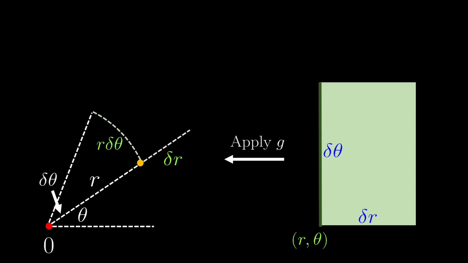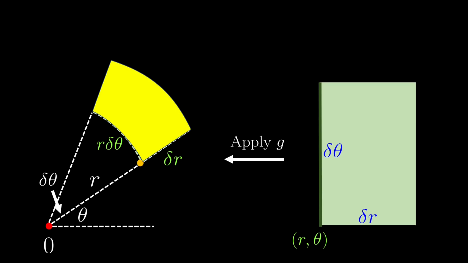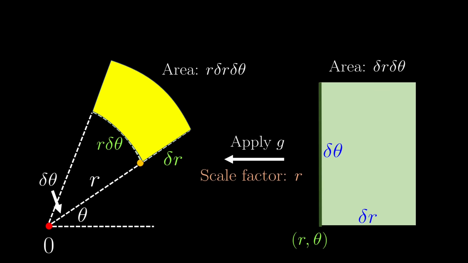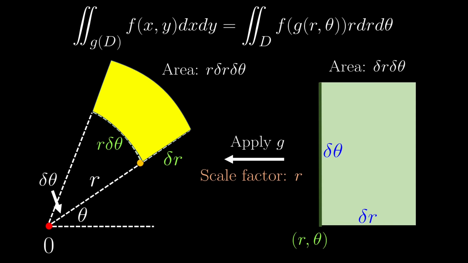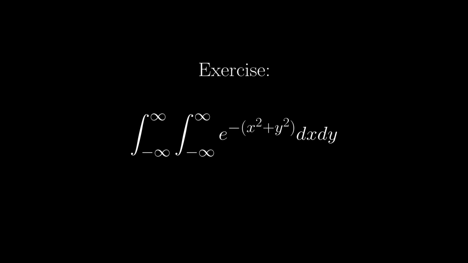So this part of an annulus is where the small rectangle gets mapped to. When delta r and delta theta are small enough, this will look more and more like a rectangle, so the area is approximately r delta r delta theta, while originally the area was delta r delta theta. This means that the scale factor for areas near the point (r, theta) is simply r, and so this is the Jacobian determinant. This means that the change of variables formula from Cartesian to polar looks something like this, r being the Jacobian determinant. One very standard exercise is to compute this integral and see what cool things come out of it.